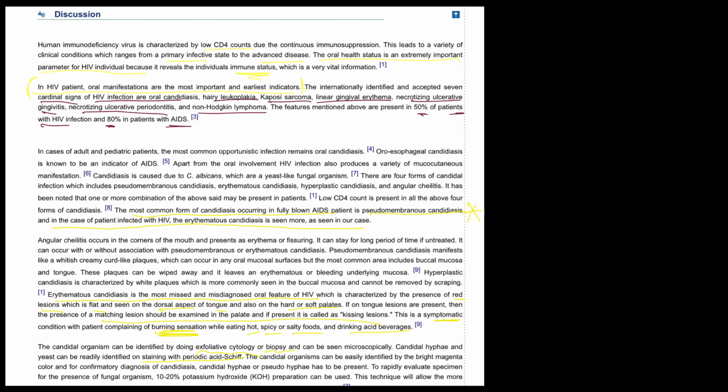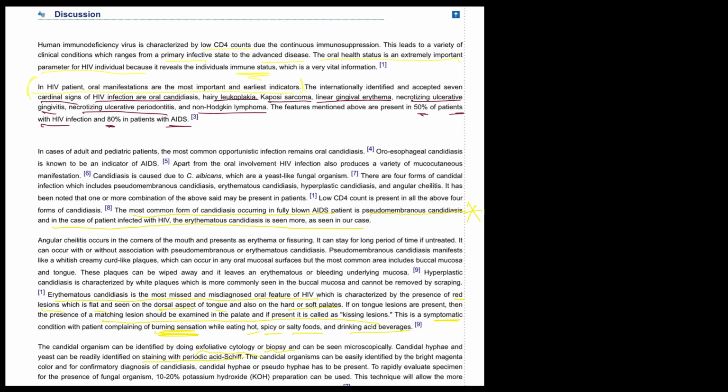There are 7 internationally identified and accepted cardinal signs of HIV infection. These signs are oral candidiasis, hairy leukoplakia, Kaposi sarcoma, linear gingival erythema, necrotizing ulcerative gingivitis, necrotizing ulcerative periodontitis, and non-Hodgkin lymphoma. These 7 cardinal signs are seen in 50% of patients with HIV infection and 80% in patients with AIDS. What is the difference between HIV and AIDS?